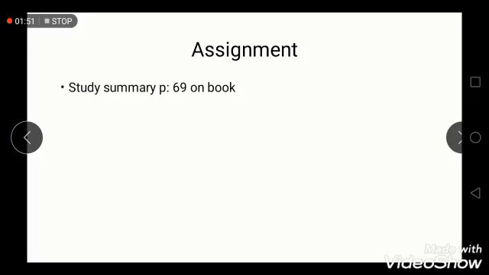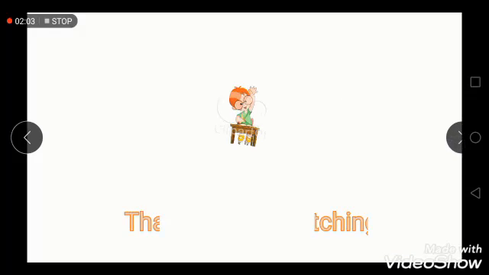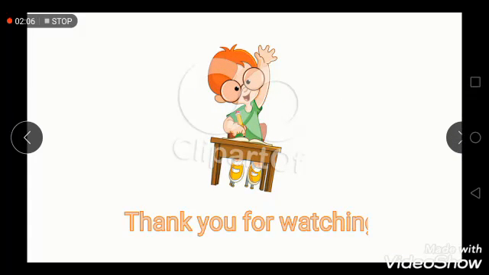So, my students, this is our lesson today. I want you to study the summary in your books, page 69. Then open your workbooks and solve page 93, parts A and B, by referring to the book. Okay? I hope that you get the idea and you understand the lesson. If you have any question, I'm ready.